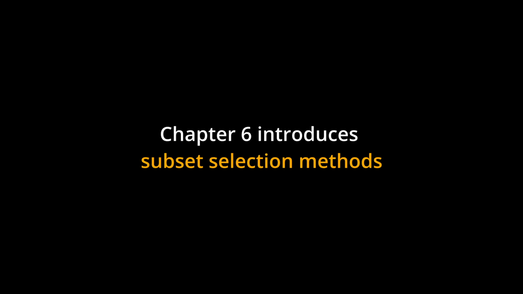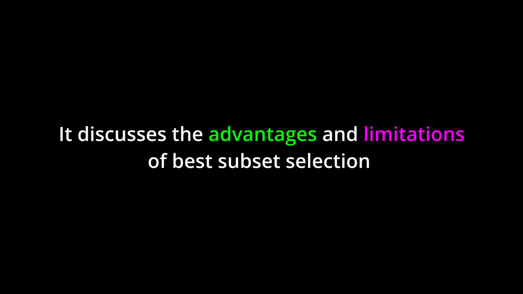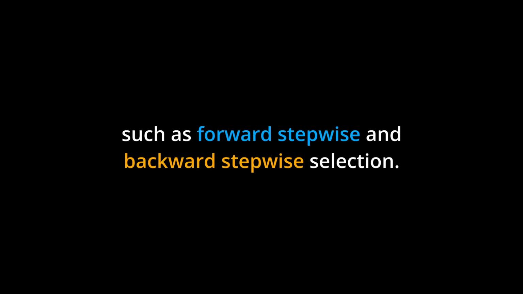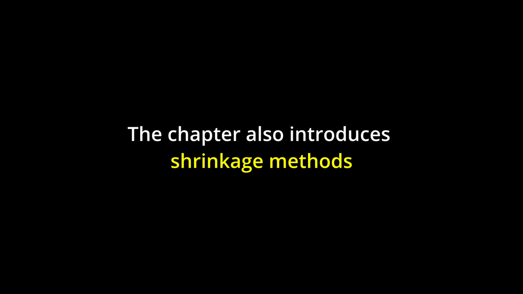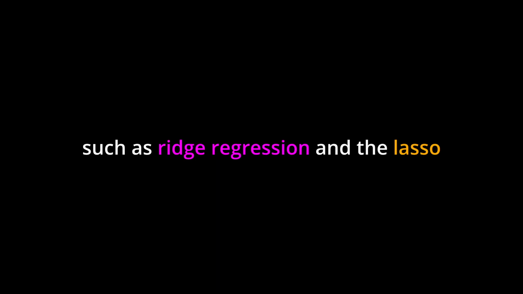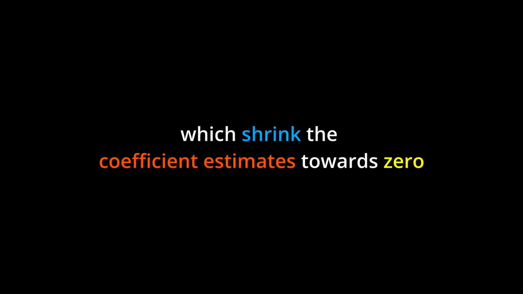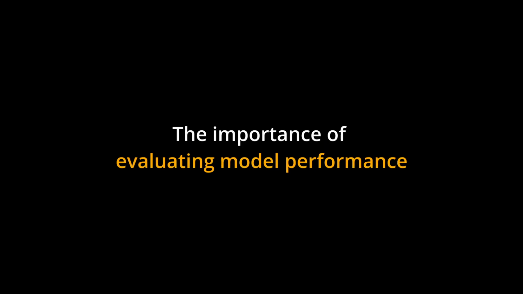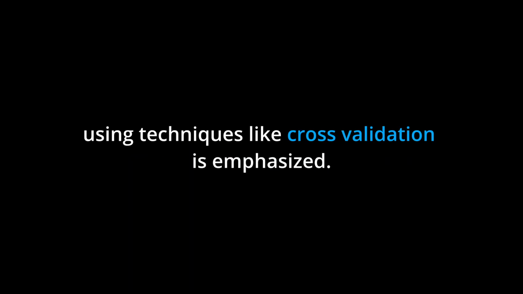Conclusion. Chapter 6 introduces subset selection methods to improve the linear model by selecting a subset of predictors. It discusses the advantages and limitations of best subset selection and presents alternative approaches such as forward stepwise and backward stepwise selection. The chapter also introduces shrinkage methods such as ridge regression and the Lasso, which shrink the coefficient estimates towards zero to reduce their variance. The importance of evaluating model performance using techniques like cross-validation is emphasized.